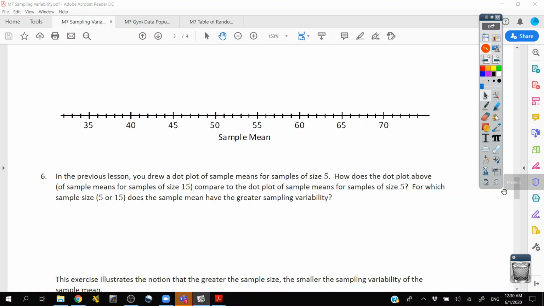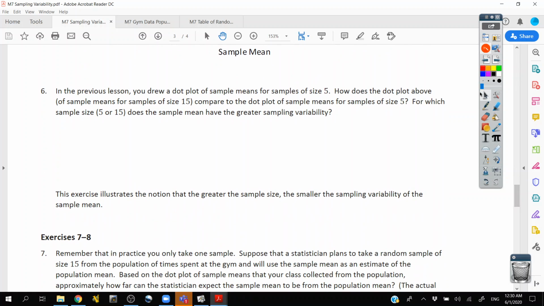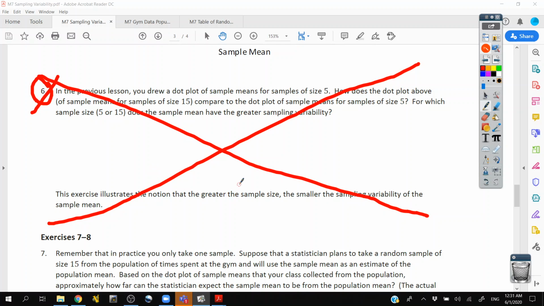So great. I think that is the last thing I had to fill in for you guys, except for this question, which is just not going to be possible for us because of the way we've done distance learning, and that's fine. So question number 6, I want you to just cross it out and skip it. But other than that, you should have everything you need to answer the rest of the questions in here.